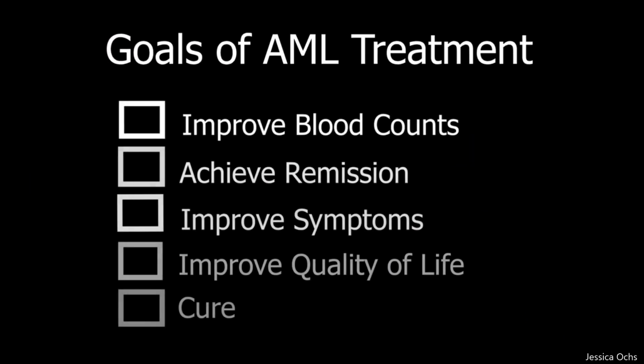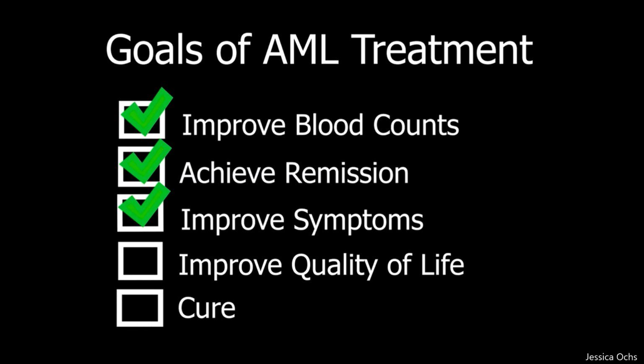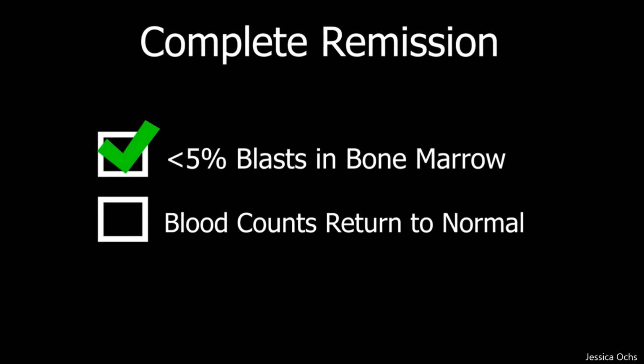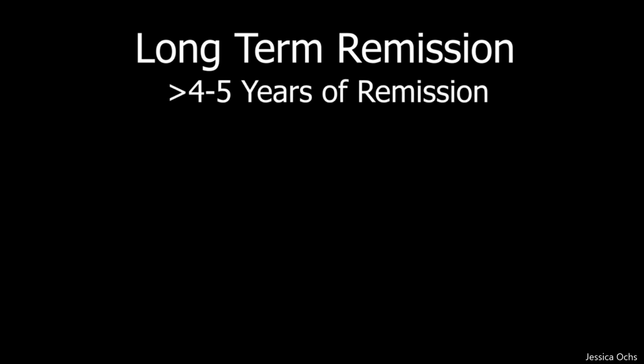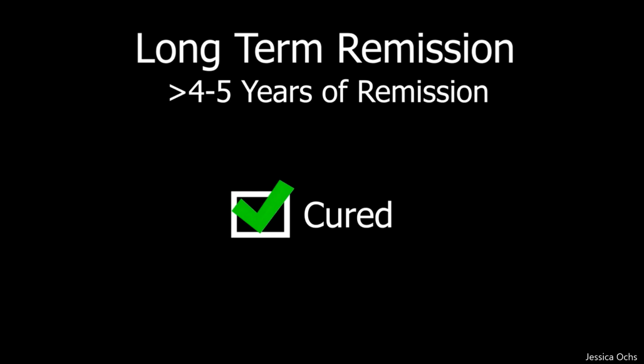What are the goals of AML treatment? The goals of treatment are to improve blood counts, achieve remission, improve symptoms, improve quality of life, and occasionally, to cure. Complete remission means that there are less than 5% blasts in the bone marrow and that blood counts have returned to normal levels. Long-term remission, or more than 4 to 5 years of remission, may be considered cure.